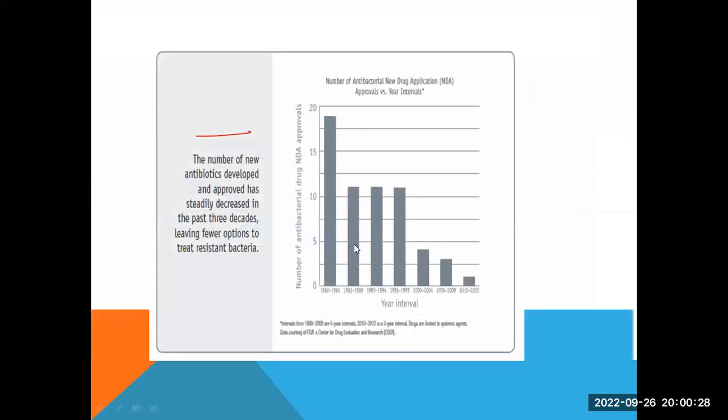As you can see here, it's very clear that the number of new antibiotics developed and approved has steadily decreased in the past 3 decades, again leaving very few options. So we're consuming antibiotics like crazy. And the other problem is we don't even have enough antibiotics being produced in the pipeline.